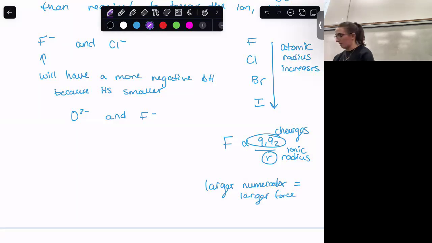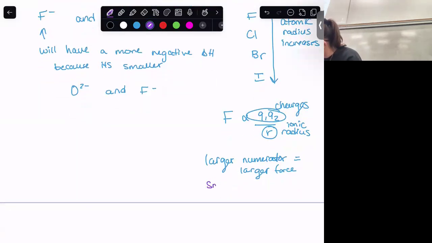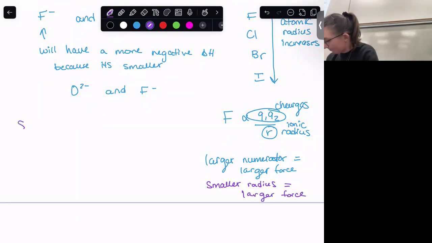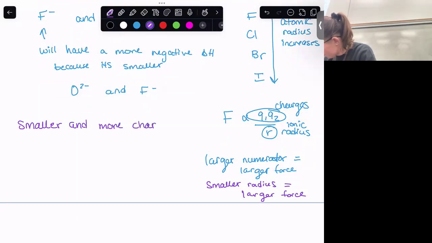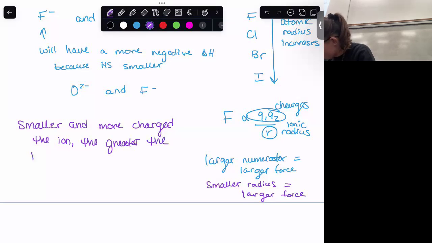You want a small r, right? So the smaller radius equals a larger force. So the smaller and more charged the ion, the greater the hydration of solution.